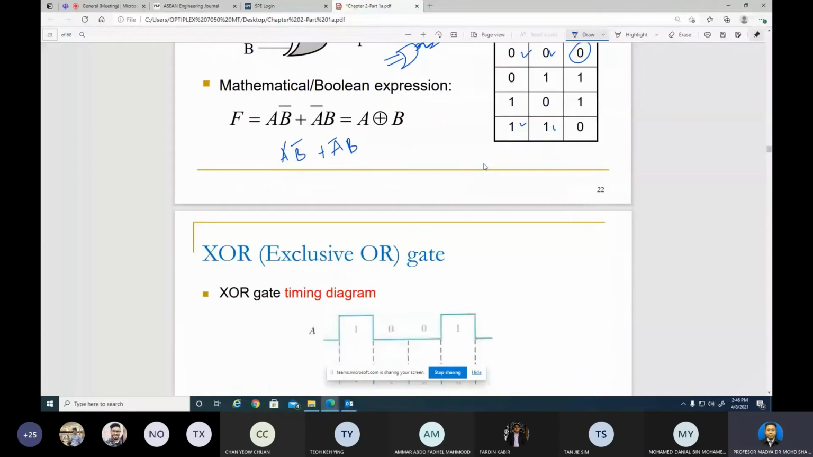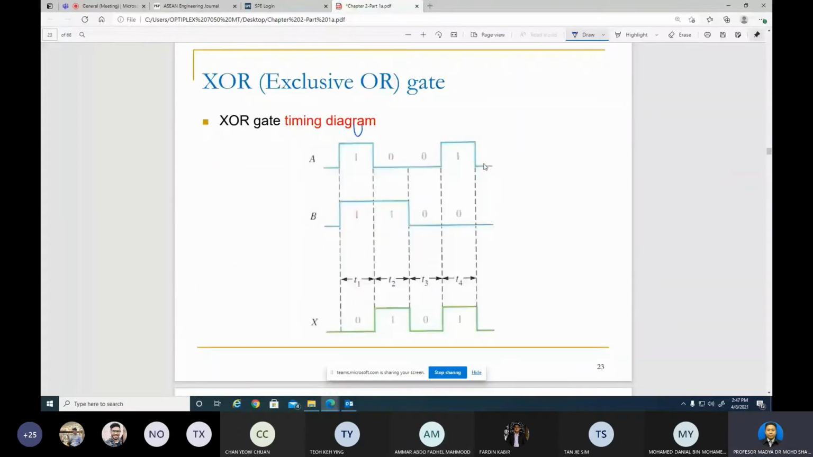Next we go to the timing diagram. For these inputs, this one will be 0, this one will be 1, this one will be 0, this one will be 1. So you can see 0, 1, 0, 1. The same input gives 0, and a different input gives 1. Same gives 0, different input gives 1. Then you can draw the timing diagram. So this is the timing diagram for exclusive OR.